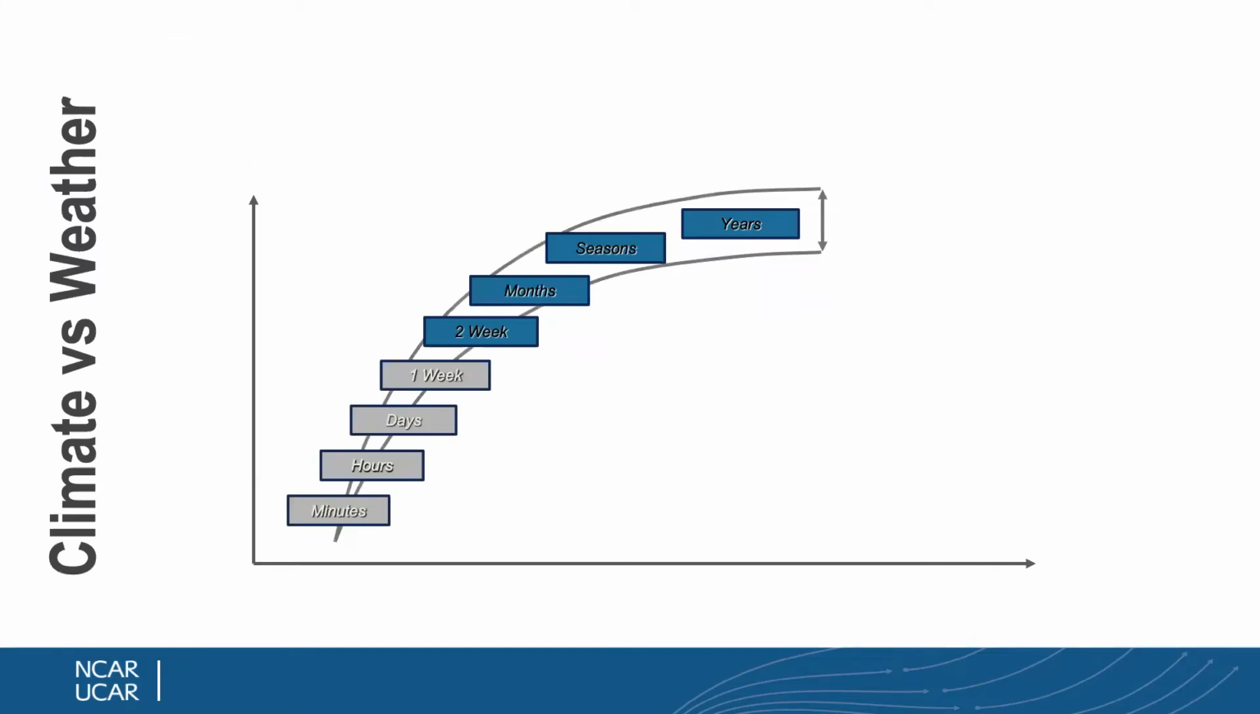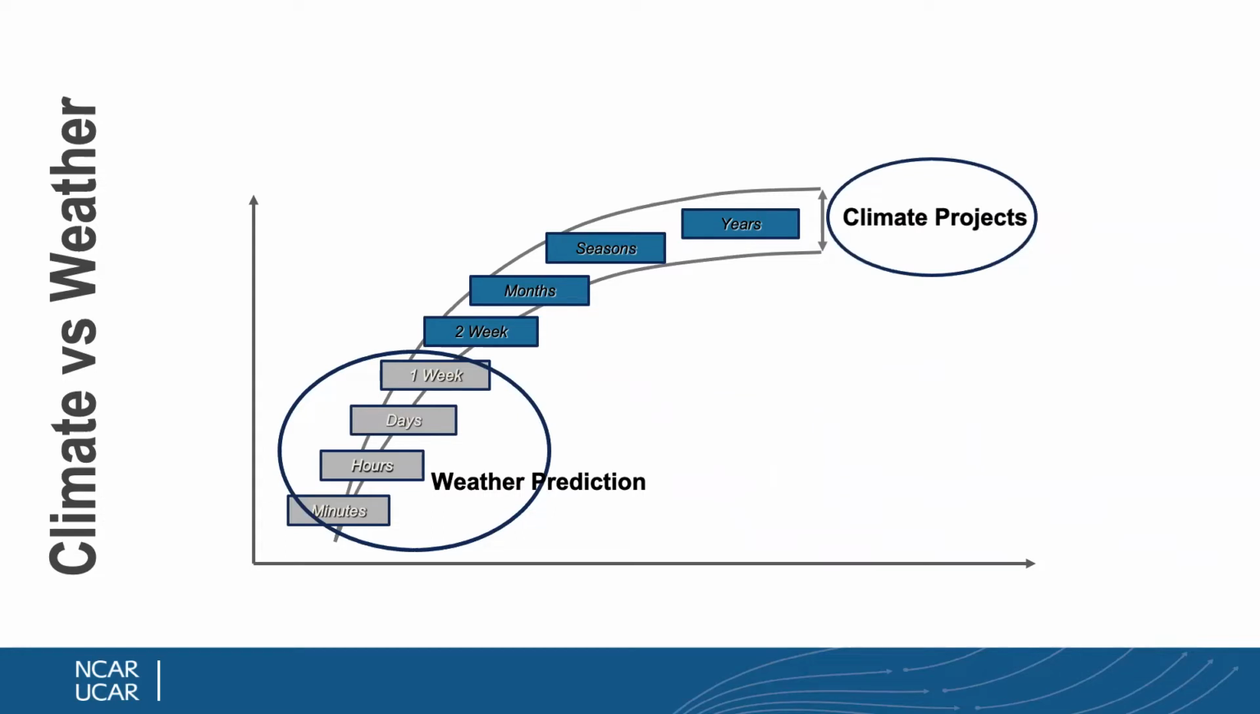If we look at weather and climate from a time perspective, weather predictions are typically out to a week. Climate projections are typically done for decades to centuries. Climate predictions are typically subseasonal to decadal. And this is also the time period we typically use when looking at extreme weather changes.